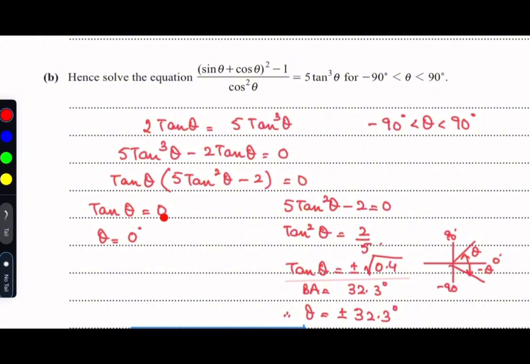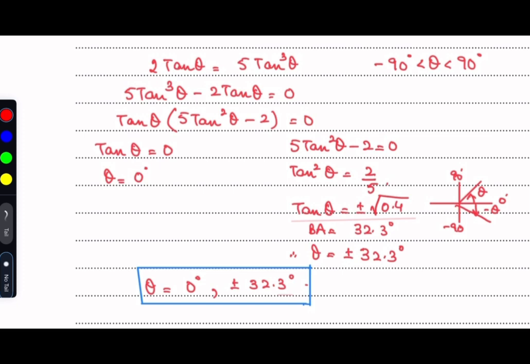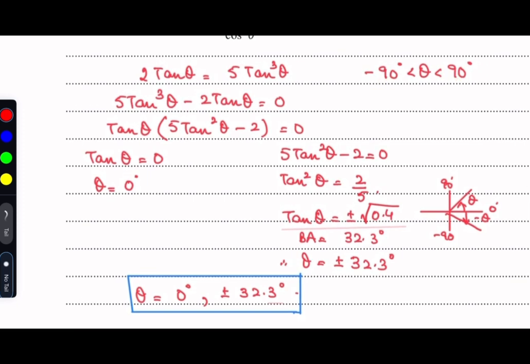So tan theta equals 0. This is the first equation, and 5 tan square theta minus 2 also equals 0. So tan theta to be 0 between the range of negative 90 and 90, tan theta is 0 when theta is 0. Solving for 5 tan square theta minus 2 equals 0, tan square theta becomes 2 by 5. So tan theta can be equal to plus minus root 0.4. So tan theta is positive in the first quadrant, negative in the second quadrant. We got the basic angle, which is 32.3. So clockwise is written with the negative sign and anti-clockwise with the positive sign. So the 3 theta values that I should have within the domain of negative 90 till 90 are 0 degrees and plus minus 32.3 degrees here.